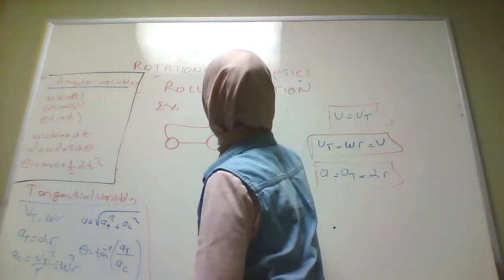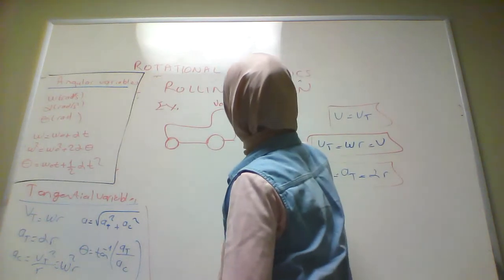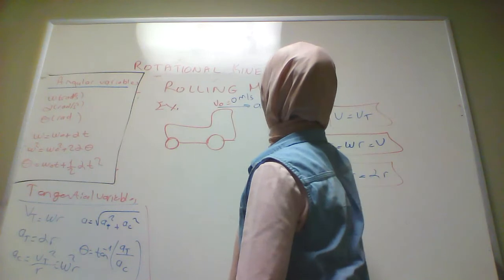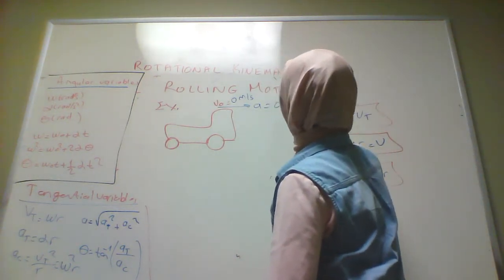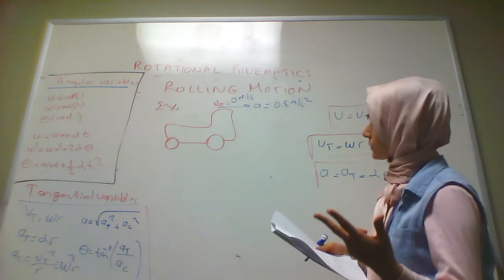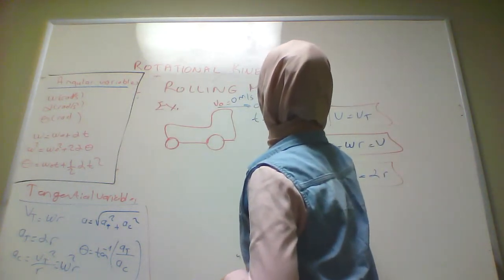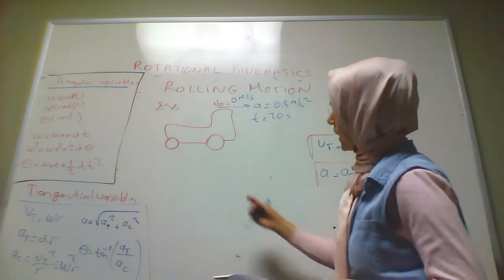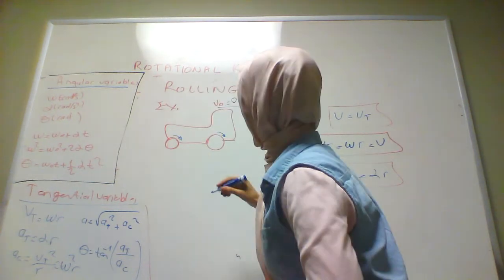I have a car starting from rest, so the initial velocity is 0 meters per second. And it starts accelerating with linear acceleration 0.8 meters per second squared. So we only know the linear acceleration and initial velocity for 20 seconds. So we have the time as well, 20 seconds. To the right. As it says to the right, the car is going in this direction. The tires will be rotating clockwise.